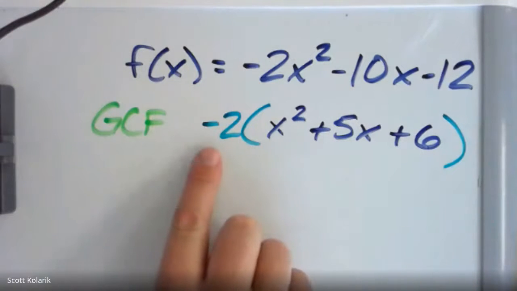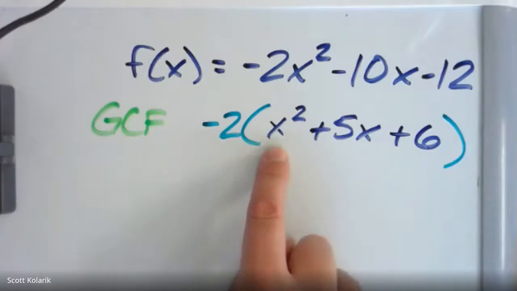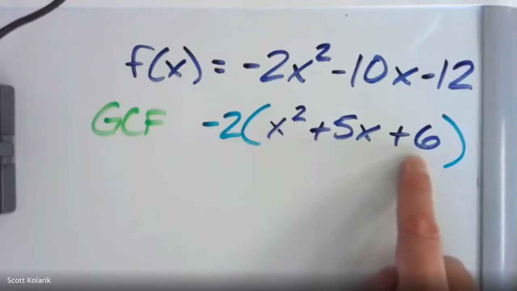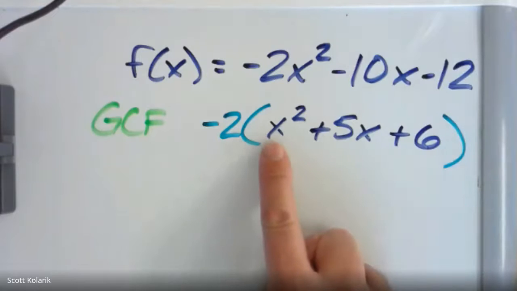Well, now that I've pulled out that negative 2, that greatest common factor, I need to check to see if this will factor further. Well, in our chapter 2, we learned that with these trinomials, these 3-term polynomials, I'm going to do one of 2 strategies. I'm either going to use the X method or I'm going to just ask the riddle. The only way I can just skip to the riddle is if it's just x squared in front. And since it is, I can just jump to the riddle.